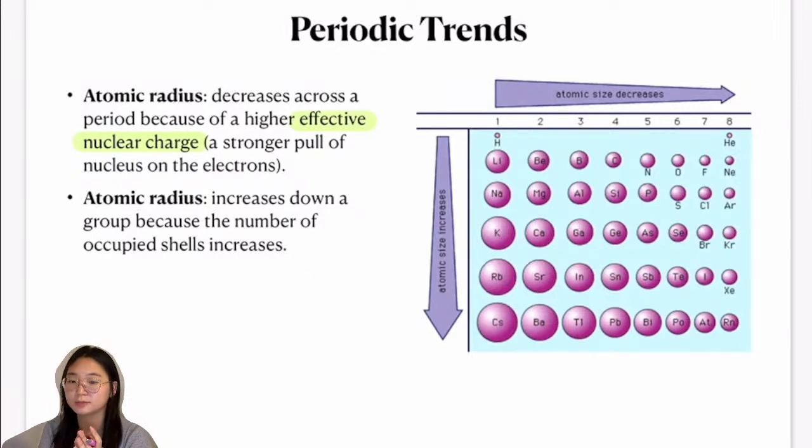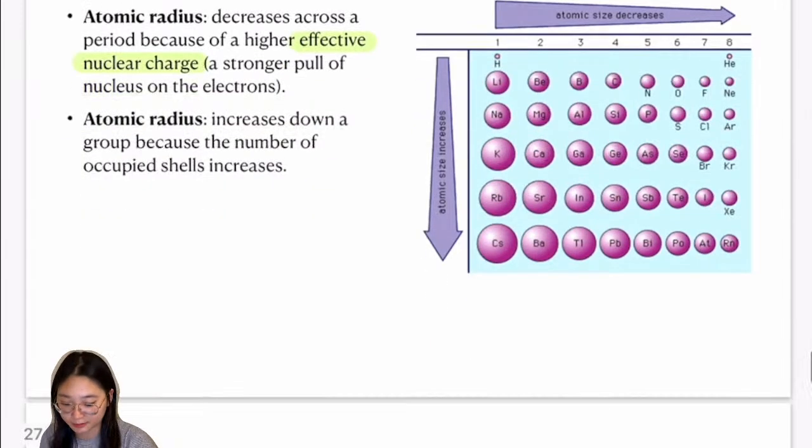From top to bottom, it's much easier to understand. The energy shell just increases. Think of, let's say, a Romaine lettuce. When you have one more shell, the size just gets bigger. Okay, so that's it for the atomic radius.